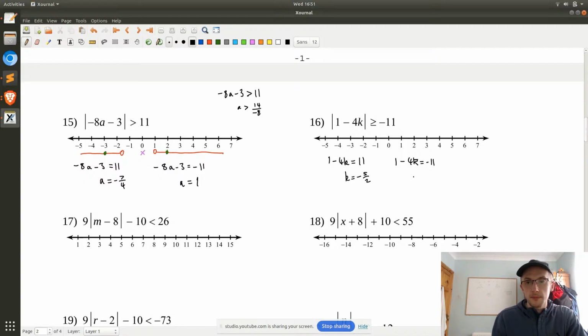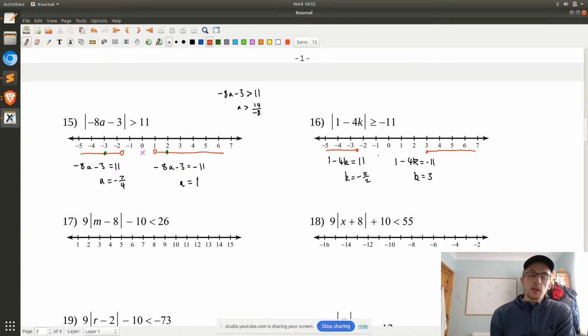Got it. Now this one. -4k equals -12. K equals -12 over -4. K equals 3. Got it. And so -2.5 and 3 are our key points. And I believe it will be here, like this.